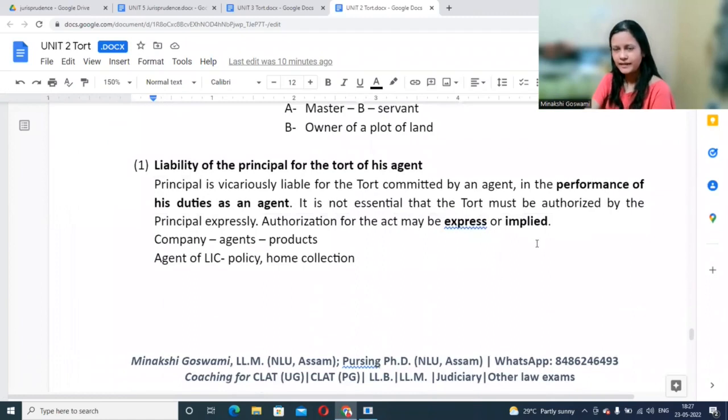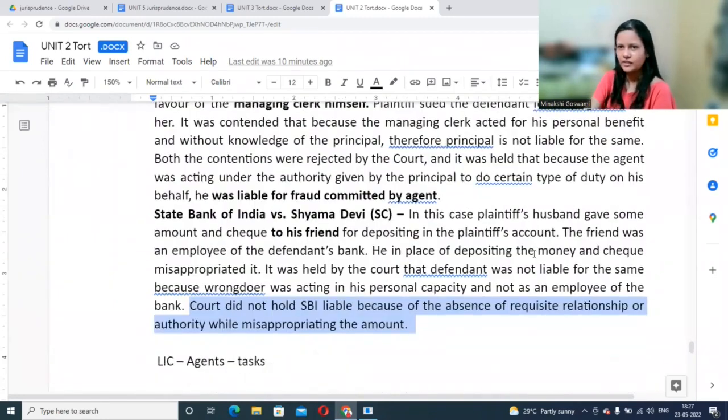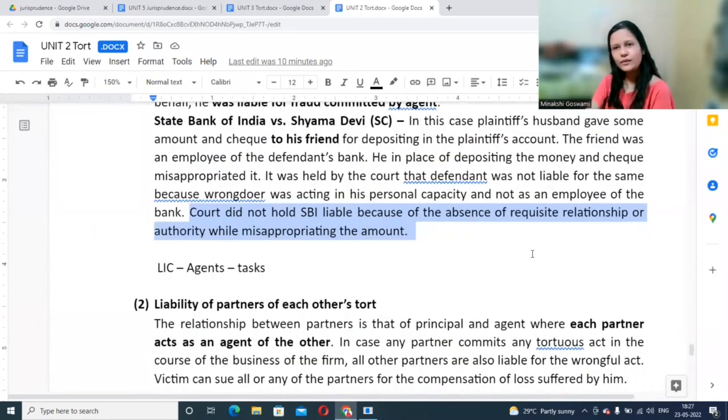Okay, so express or implied, it has to be there. If it is not there, we cannot simply make the other one liable for every single thing that happens.